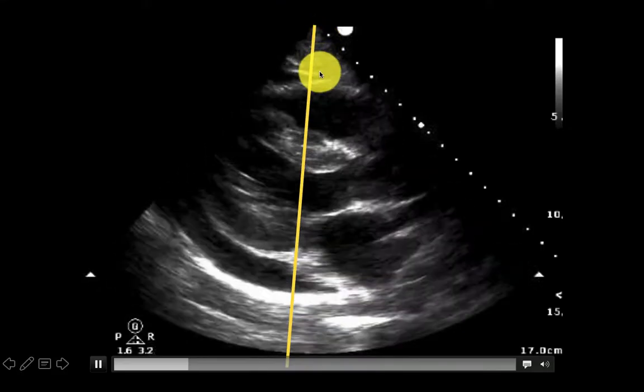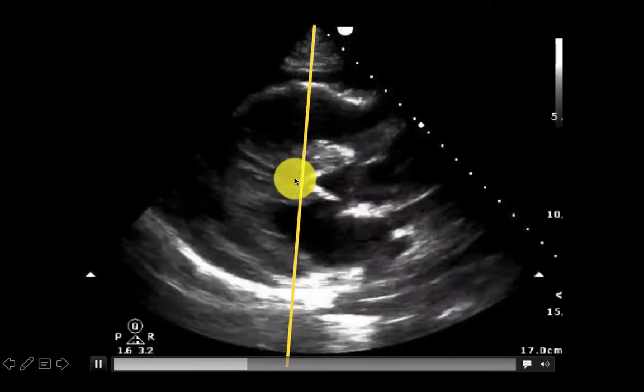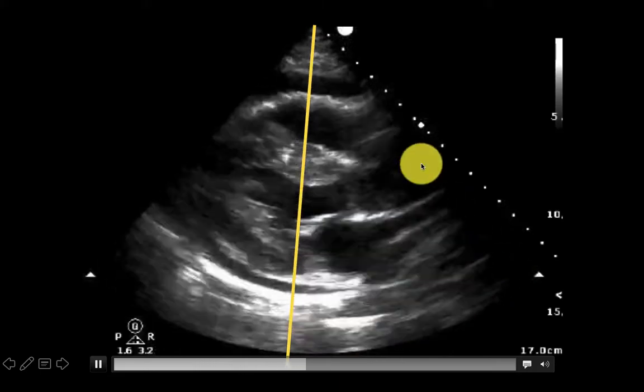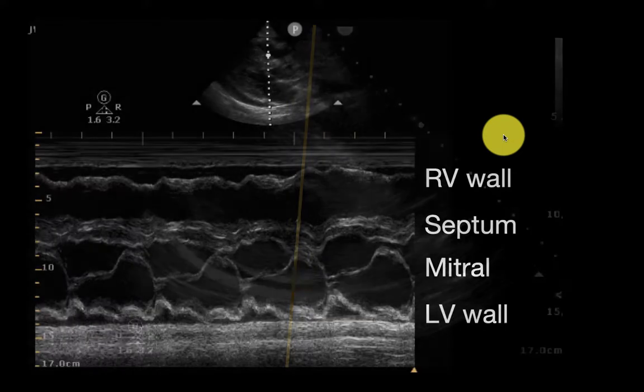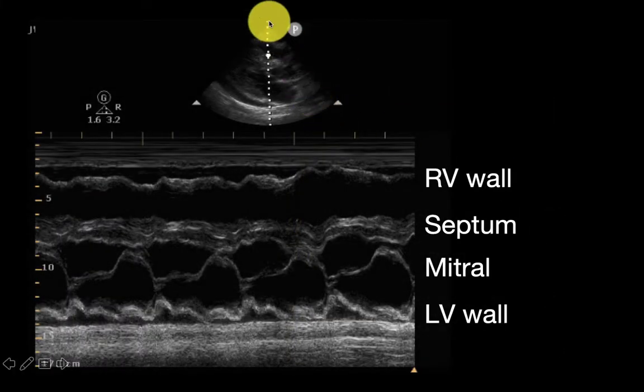I'll drop this line down through the right ventricular wall and through the tip of the mitral valve here, and that'll spit out an image that looks like this. What M mode does is plot what's going on in this line over a period of time. The first line you're going to see is the right ventricular wall. Next, you'll see the cavity of the right ventricle, then the septum, and then the cavity of the left ventricle. And this line here represents the mitral valve.